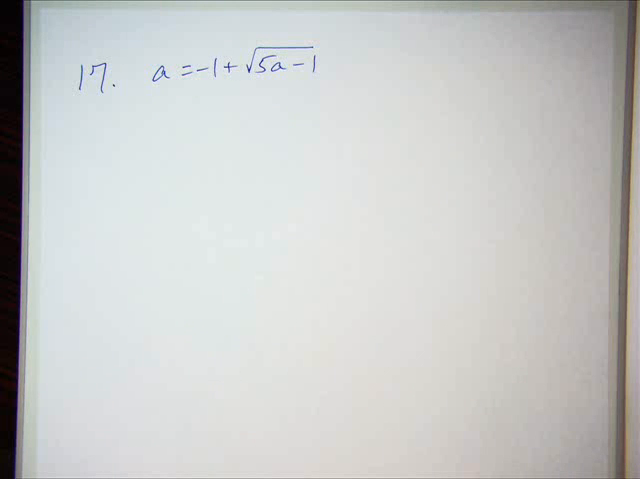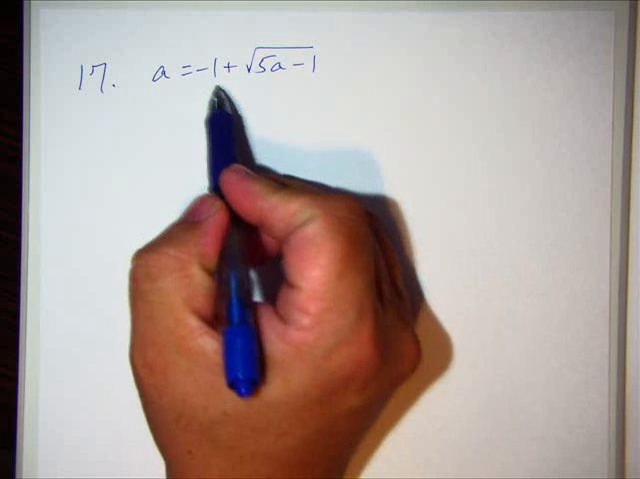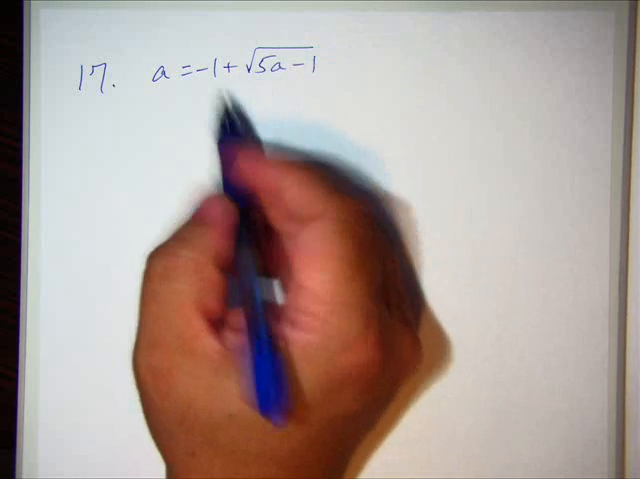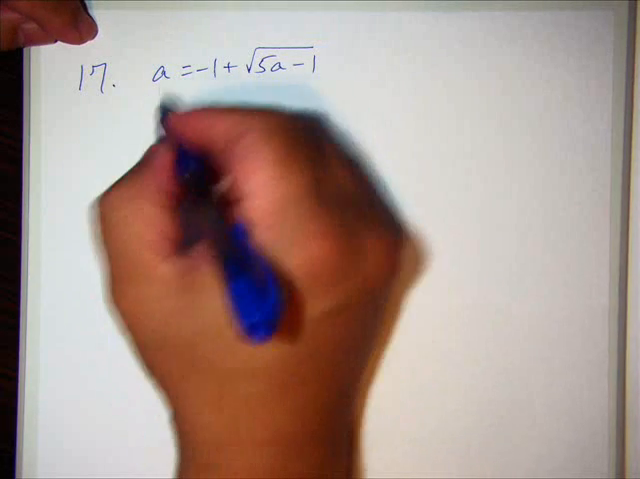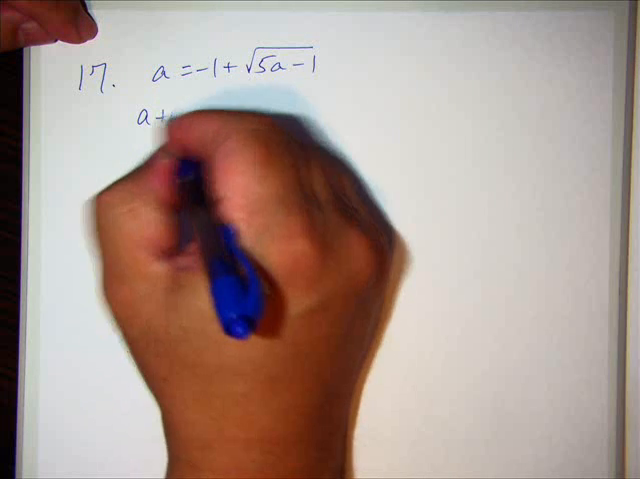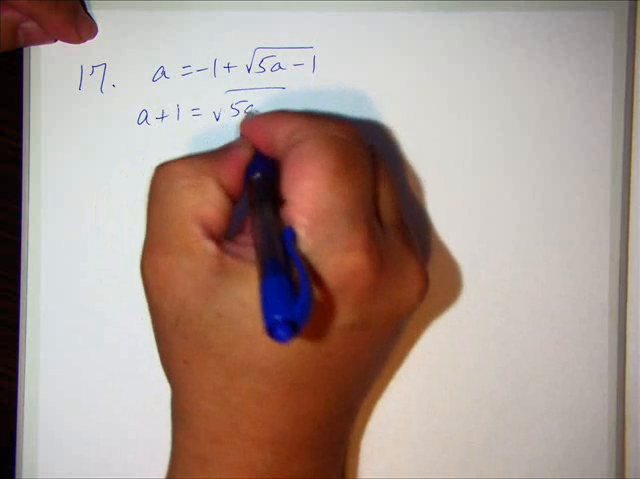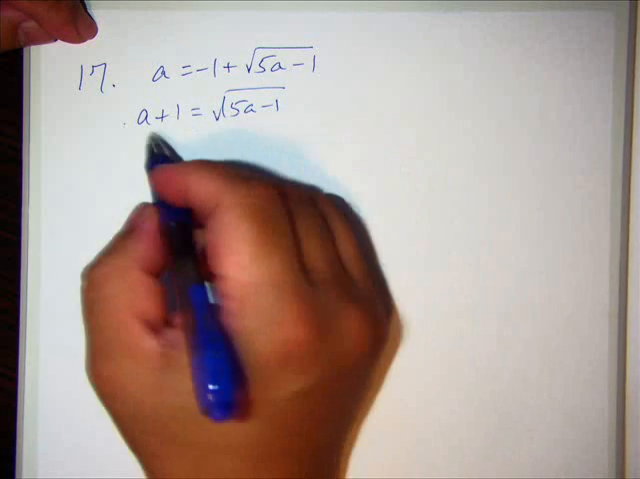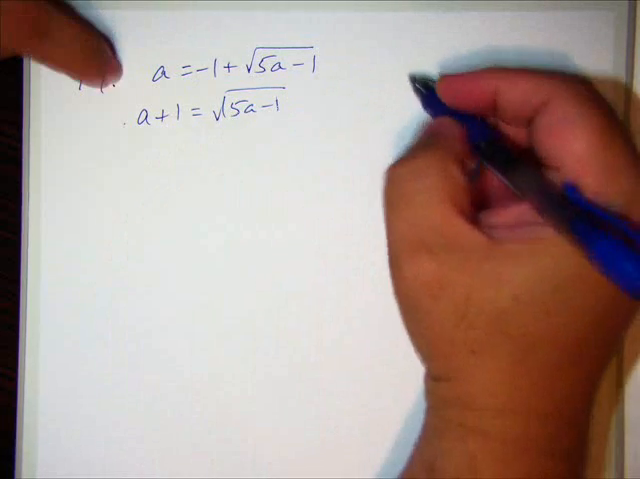Like I said earlier, I think it was problem 3, you want to isolate the radical. So I don't want this negative 1 over here. I want to make sure the square root of 5a minus 1 is alone when I square the thing. So I move the negative 1 to the left, and I get a plus 1 equals square root of 5a minus 1. Now, it turns out that's a mess too. In fact, I'm going to do that to the side.